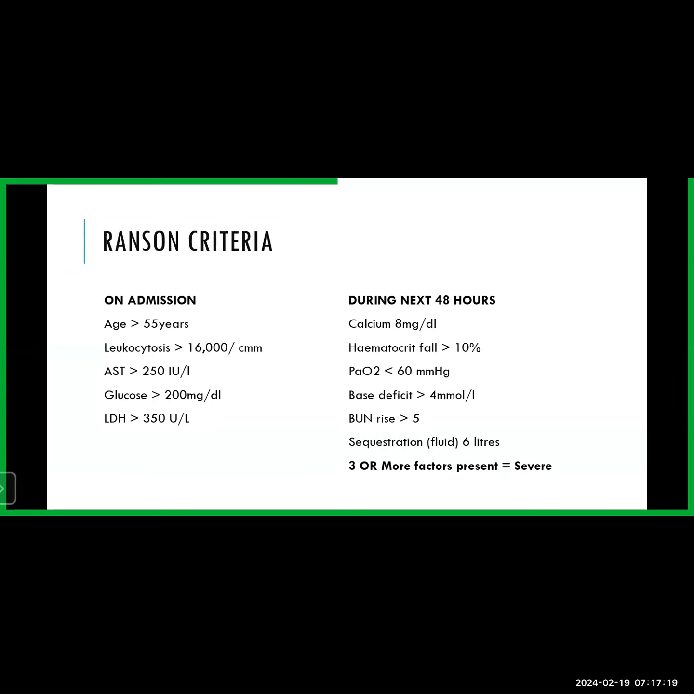48 hours after, calcium is less than 8 milligrams per dl, hematocrit falls by greater than 10%, partial pressure of oxygen less than 60 millimeters of mercury, fluid sequestration of 6 liters. Okay, 3 or more scores indicate severe disease.